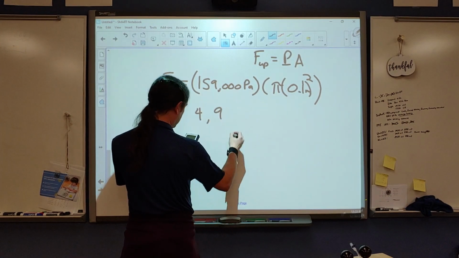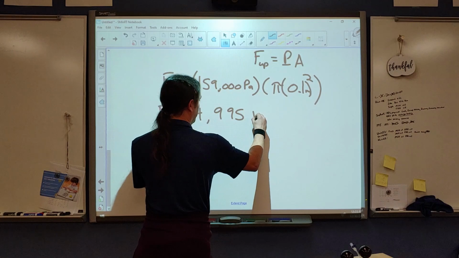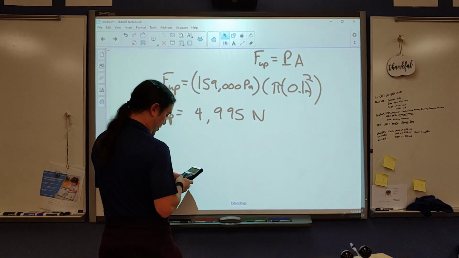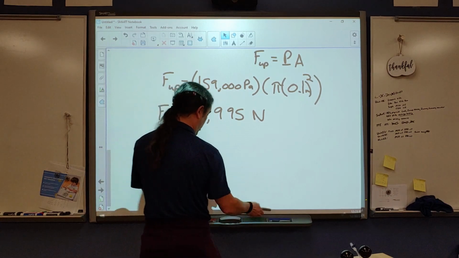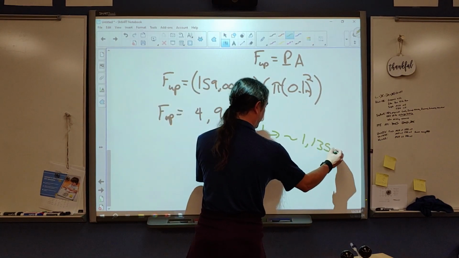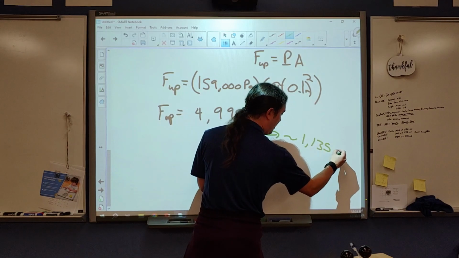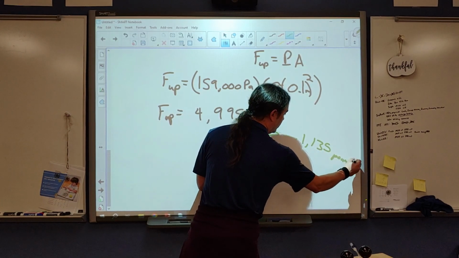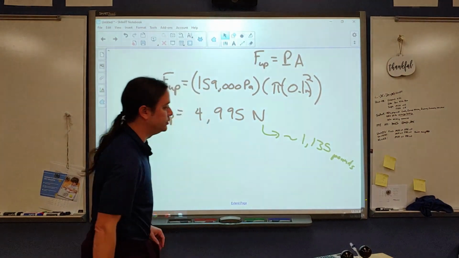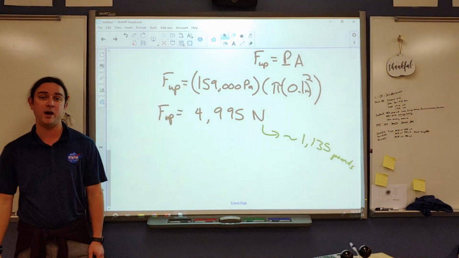4,995 newtons, remember, SI in, get SI out. I'm going to divide that by 4.4, and we end up with about 1,135 pounds. I have pushed down with about 10 pounds, and in doing so, I can push up with over 1,000.